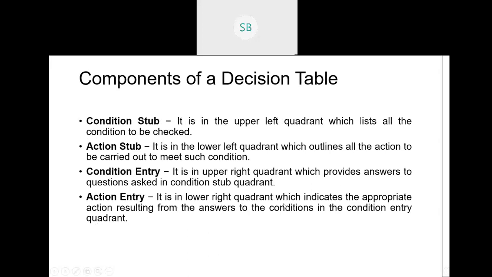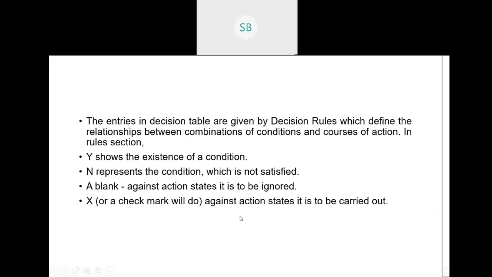The action entry is the lower right quadrant which indicates the appropriate action resulting from the answers to the conditions in the condition entry quadrant. Now the entries in decision tables are given by decision rules. According to some decision rules, we can go for the entries, which define the relationship between the combinations of conditions and the course of action. If Y is mentioned here, that means the condition exists. If N is mentioned here, that means the condition does not hold.